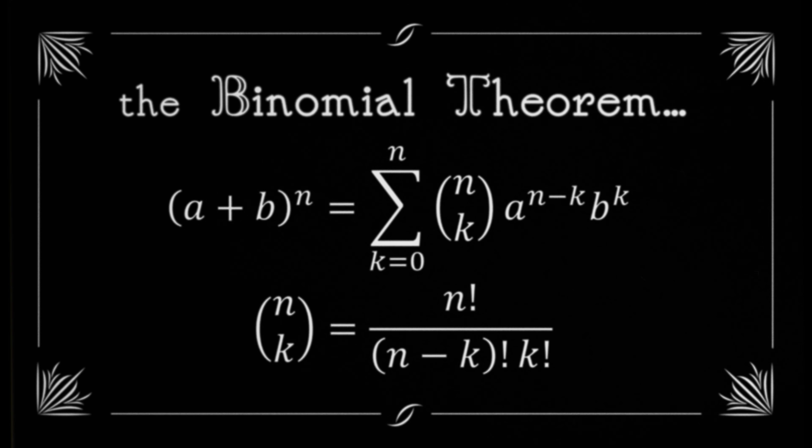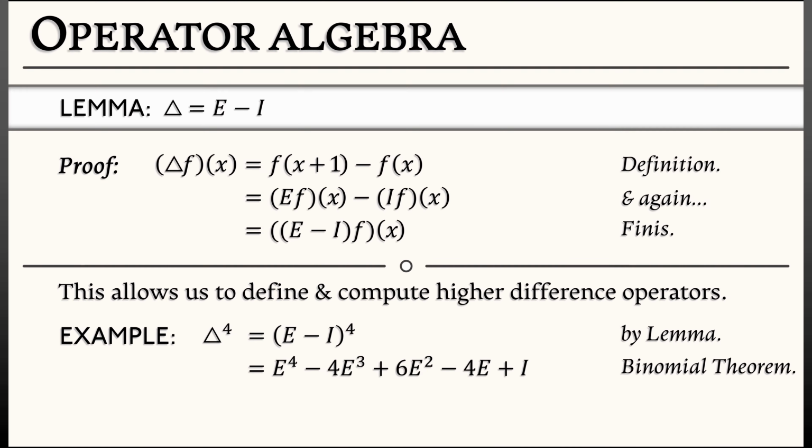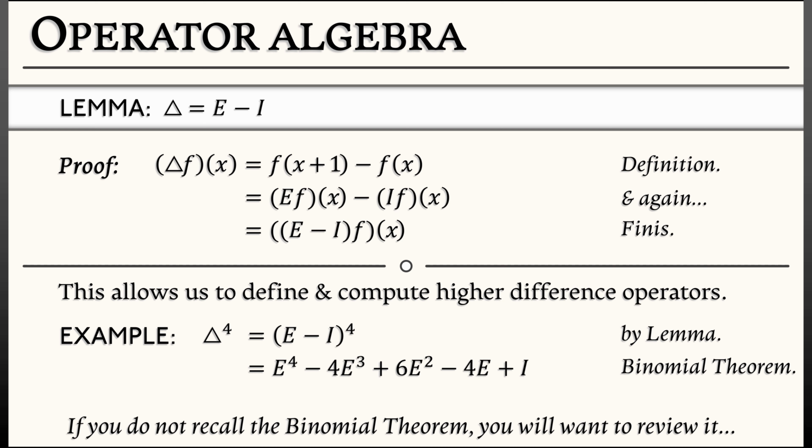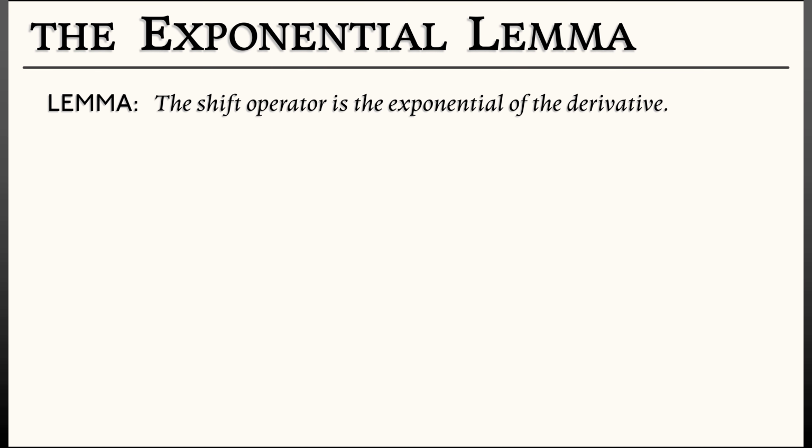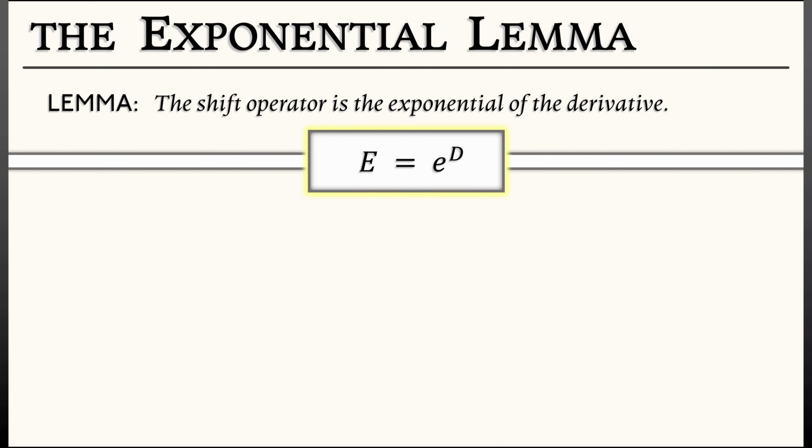Now, you may or may not recall having seen the binomial theorem. It applies not only to numbers and to variables, but to operators as well. If you don't recall seeing that, you're going to want to take a moment and review it before moving on, because it's going to be very helpful in the next wonderful exponential lemma. Here it is. This is what we've been working towards. Lemma. The shift operator is the exponential of the derivative. That is, if I take the differentiation operator D, exponentiate it, what I get is the shift operator.